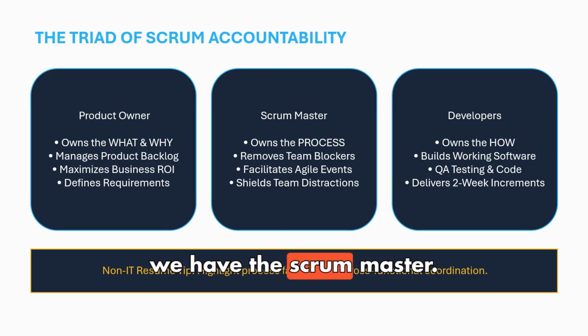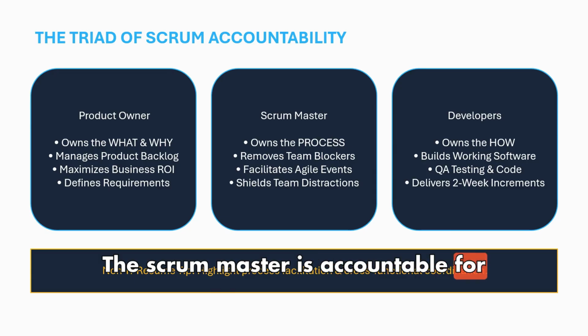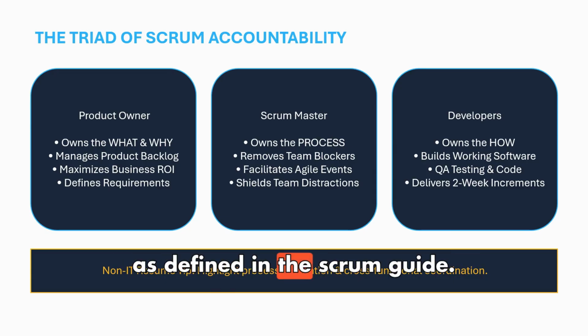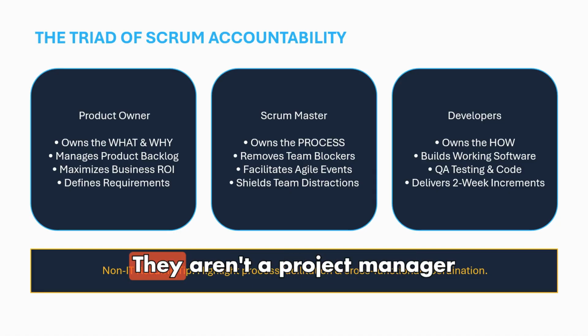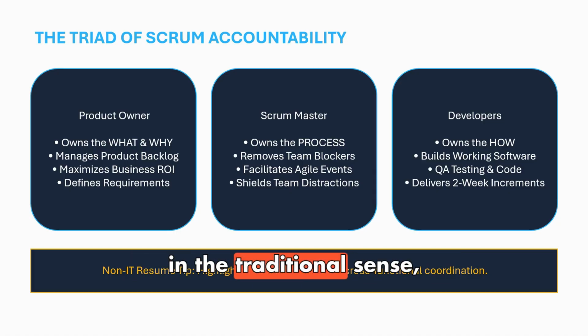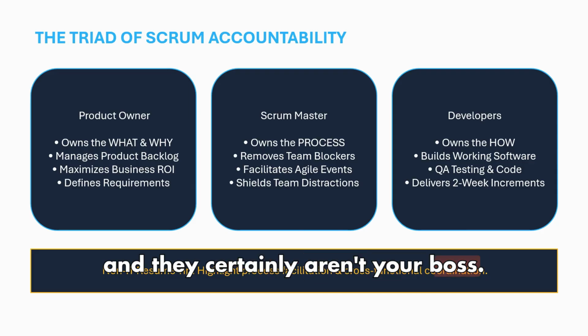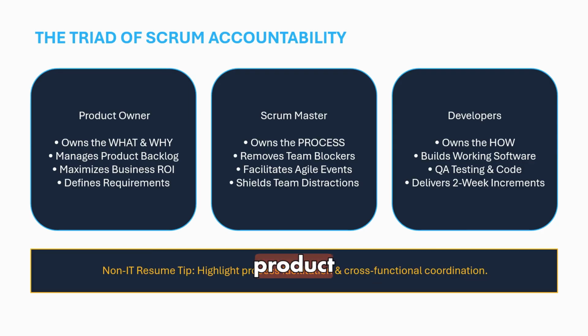Second, we have the Scrum Master. The Scrum Master is accountable for establishing Scrum as defined in the Scrum Guide. They own the process. They aren't a project manager in the traditional sense, and they certainly aren't your boss. Instead, think of them as a servant leader and a shield. They facilitate daily meetings, remove operational blockers, and protect developers from mid-sprint scope changes requested by aggressive executives.